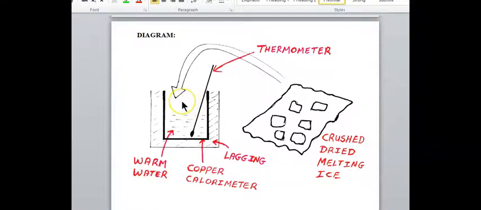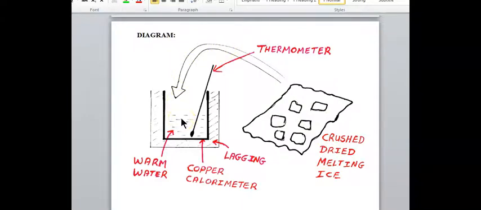We get a copper calorimeter and we half fill it with warm water. We know the mass of the calorimeter and the mass of the water using our electronic balance. We know the temperature of the water and the calorimeter using our thermometer. We get 3 or 4 cubes of crushed, dried, melting ice. And each of those words have meaning, and we'll see what they all mean in a few minutes' time. We take our 3 cubes of crushed, dried, melting ice and we add it to the warm water.